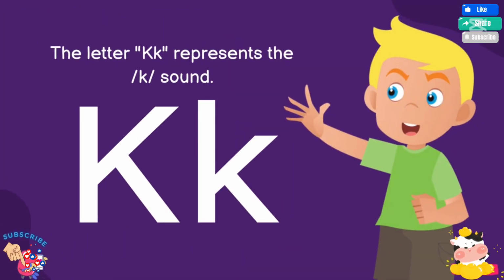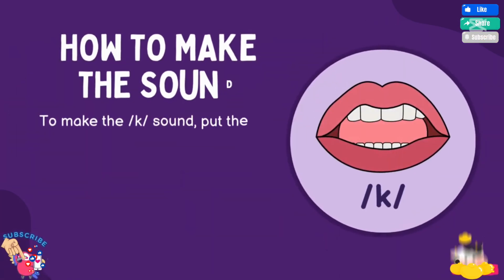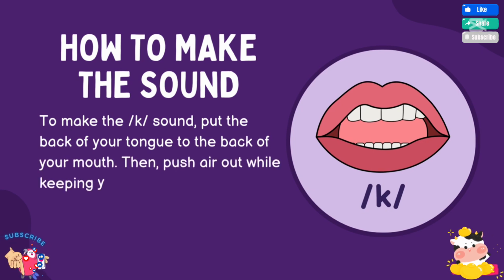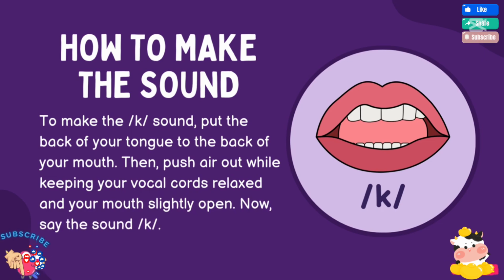The letter K represents the K sound. How to make the sound. To make the K sound, put the back of your tongue to the back of your mouth. Then, push air out while keeping your vocal cords relaxed and your mouth slightly open. Now, say the sound K.